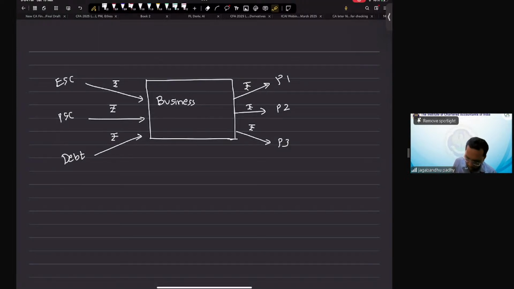So let's say you have invested 12,000 in the first project, 13,000 in the second project, and 15,000 in the third project. So the total investment made by the company is, can I say, 30,000? Now mind it, this is 30,000. It can be 30,000 lakhs, it can be 30,000 crores.